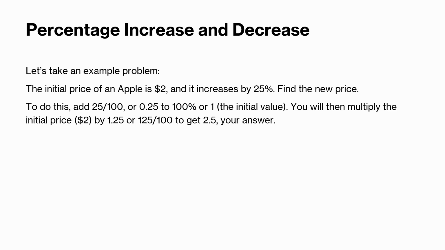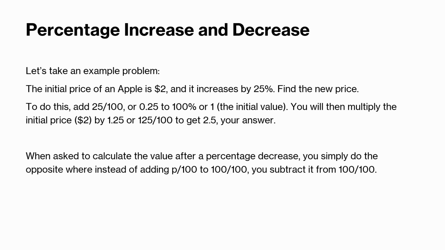To do this, we will add 25 over 100, the percentage increase, or 0.25, to 100%, or to 1. 100% is 1. You will then multiply this by the initial price, which is $2. So we'll do 1 plus 0.25, or 1.25, multiplied by 2 to get our answer. When asked to calculate the value after a percentage decrease, simply do the opposite. Instead of adding p over 100 to 100 over 100, you subtract it.